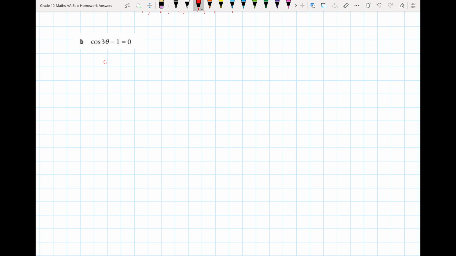Okay, so let's isolate cosine 3 theta, and undo cosine. This is a special case. Cosine is 1. So if you actually sketch the unit circle, cosine is 1 at 0. So this is 3 theta equal to 0. The original period will be 2 pi. So if I divide everything by 3, I also divide this by 3.